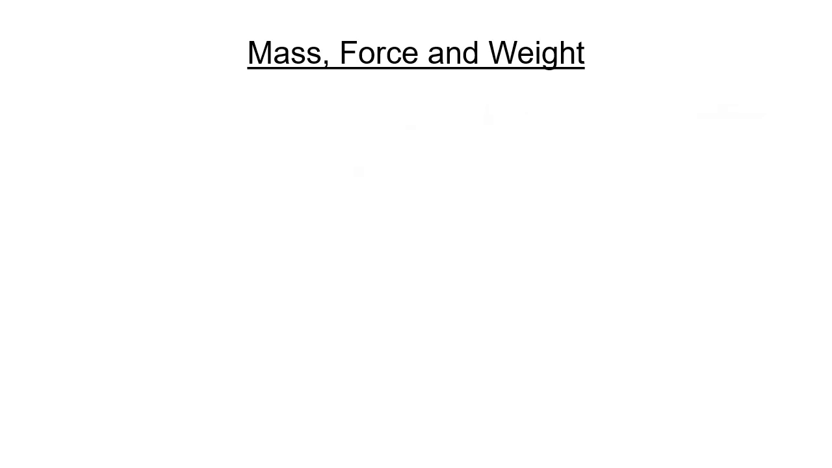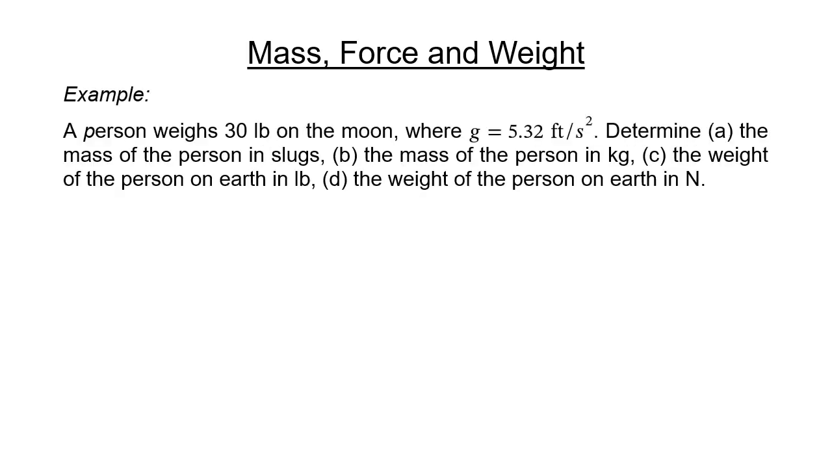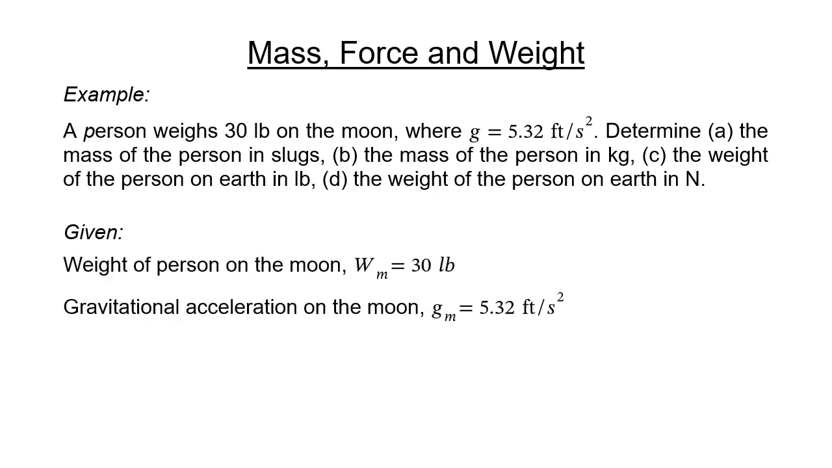Let us have an example problem. A person weighs 30 pounds on the moon, where the gravitational acceleration is 5.32 feet per second squared. Determine: a, the mass of the person in slugs; b, the mass of the person in kilograms; c, the weight of the person on Earth in pounds; d, the weight of the person on Earth in newtons. The given values in the problem are presented as shown.